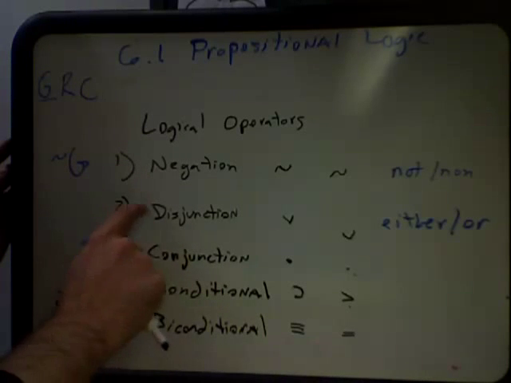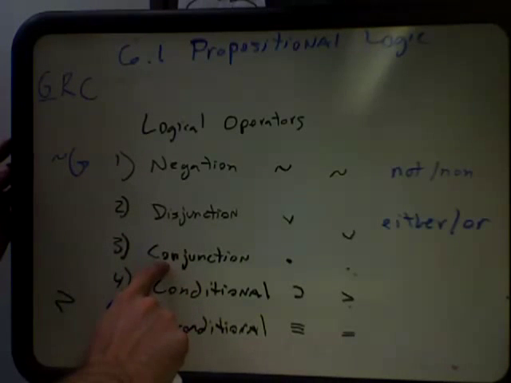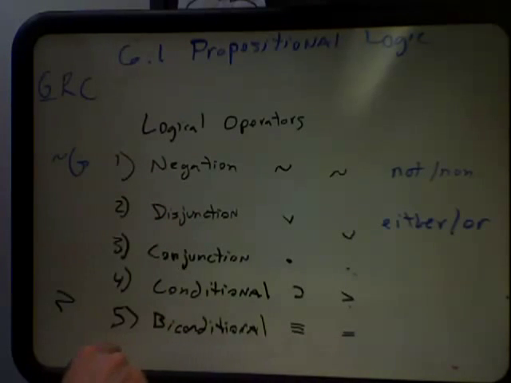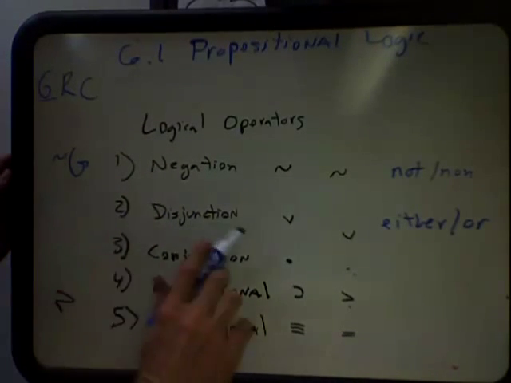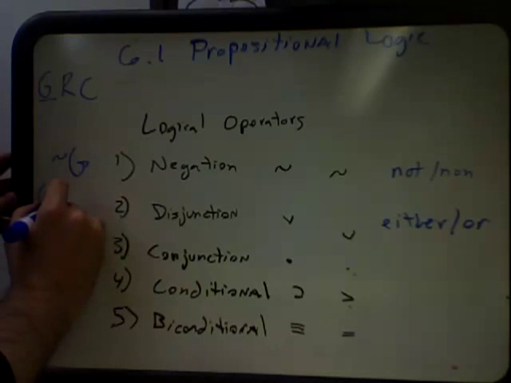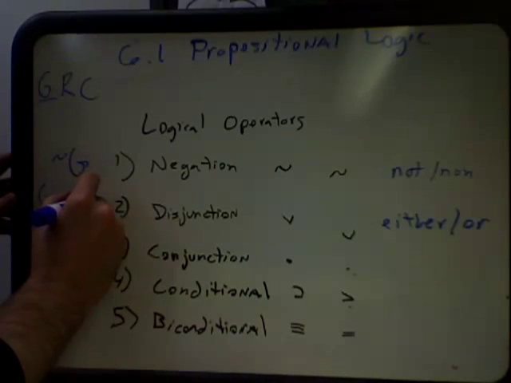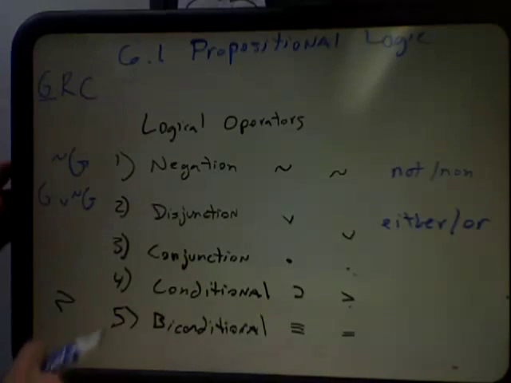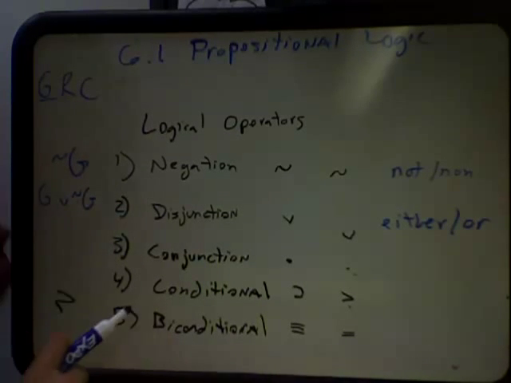With the rest of these, the disjunction, the conjunction, the conditional, and the biconditional, we always need at least two propositions to deal with, right? So the disjunction would be, for instance, either God exists or God does not exist. This would say it is the case that God exists or it's not the case that God exists. It's one or the other, right?